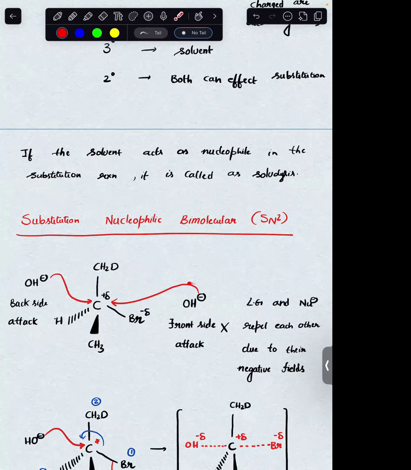So this side is known as front side attack. You cannot have a front side attack happening in an SN2 reaction. Reason being, because of the repulsive forces between outgoing leaving group and the incoming nucleophile. Everyone with me?